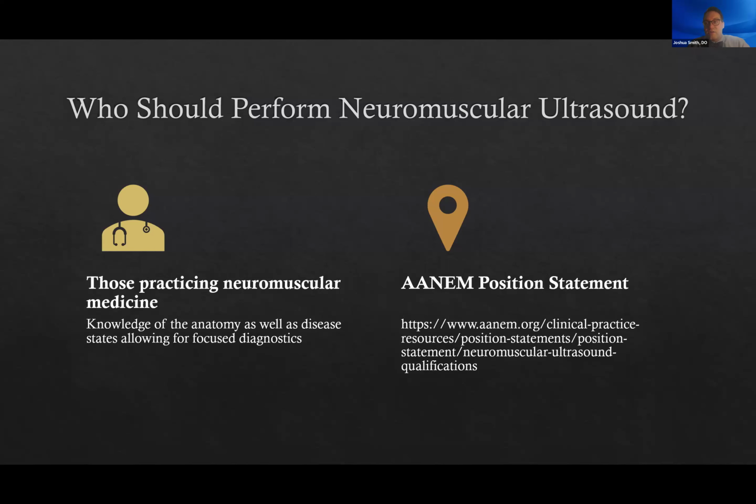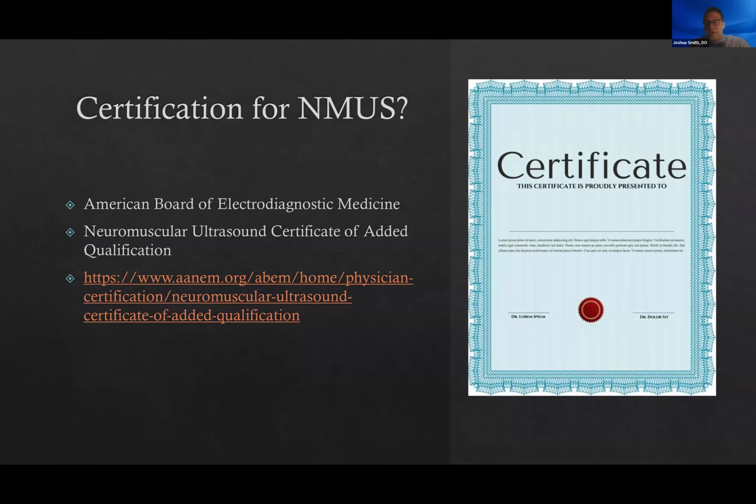The advantage of the neuromuscular practitioner doing this is that you already know the area you're looking for and what kind of things you're looking for. You already understand the pathology. You're just adding some anatomical information and expertise. There is an AANEM position statement. I put a link into the talk so you can look at that as well for some specific qualifications regarding neuromuscular ultrasound. And now there is certification for neuromuscular ultrasound in particular. This actually comes from the American Board of Electrodiagnostic Medicine, so the ABEM, if you're familiar, through the AANEM.